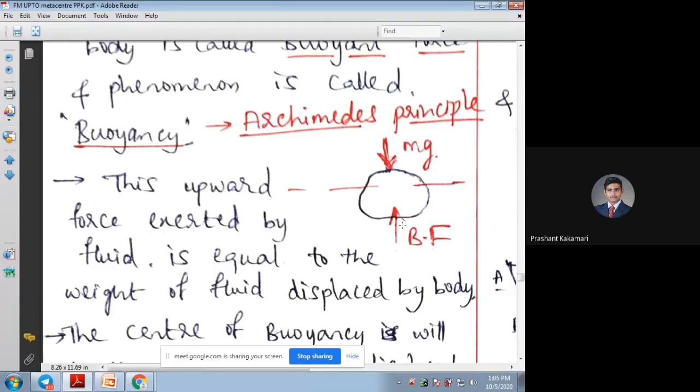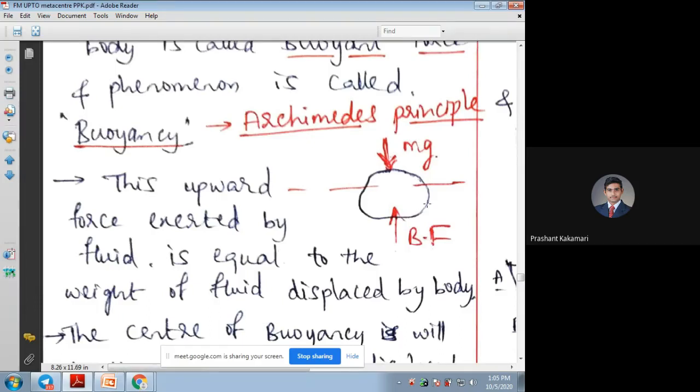All of you might have seen that if you try to dip any material in water, some bodies will float, some bodies will completely sink into the water. This is due to density, and this phenomenon is called the Archimedes principle, or buoyancy. This upward force exerted by the fluid is equal to the weight of the fluid displaced by that body. This is very important for the entire topic of buoyancy, because in all the numericals you have to consider this force. If you remember this sentence, the numericals and the topic of buoyancy are completed today itself.